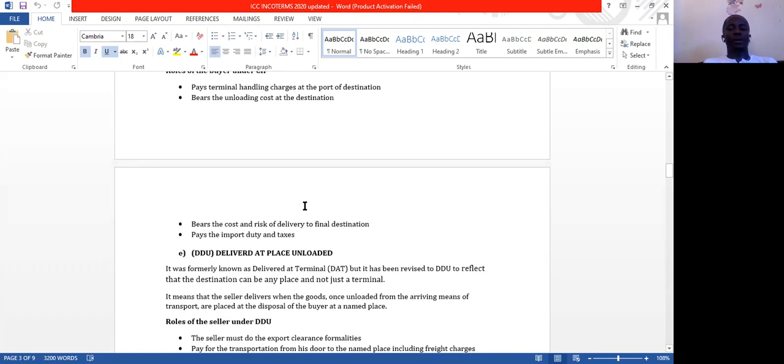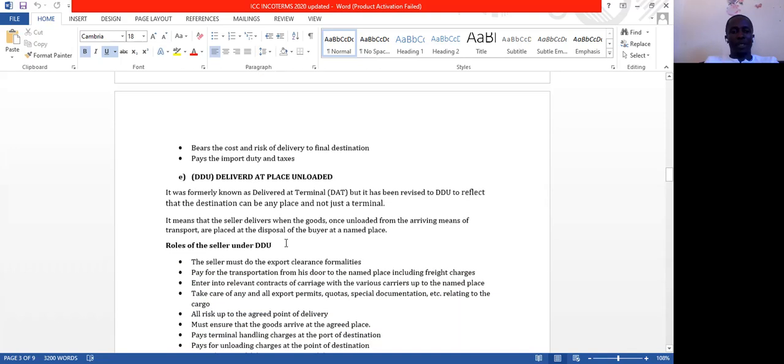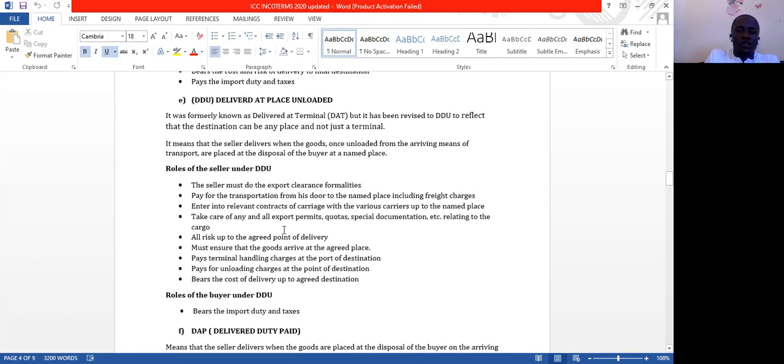Roles of the buyer under CIP. Pays terminal handling charges at the port of destination, that is in his home country. Bears the unloading cost at the destination. Bears the cost and the risk of delivery to the final destination. Pays the import duties and taxes. So that is what he does.